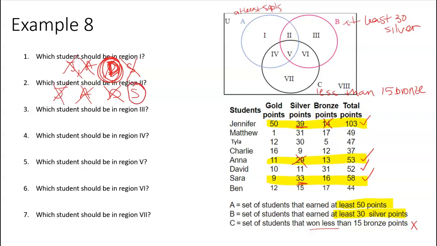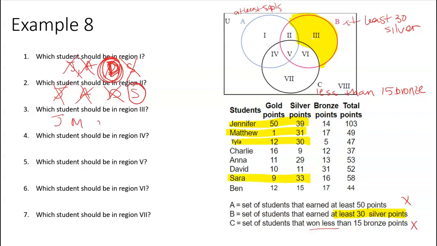What student should be in region 3? So region 3 is not, we gotta start over here. Region 3 is just at least 30 silver. So who won at least 30 silver? So we've got Jennifer, Matthew, Tyla, and Sarah. Now we know that it's not Sarah because she's in the other region. So that's nice. But we know that they cannot have earned at least 50 points. Well, we know that Jennifer did because she's been in the other one. So we're really just looking at the difference between Matthew and Tyla.